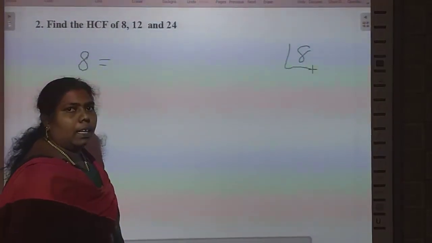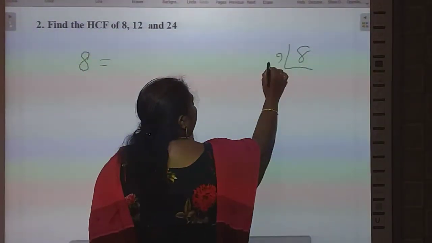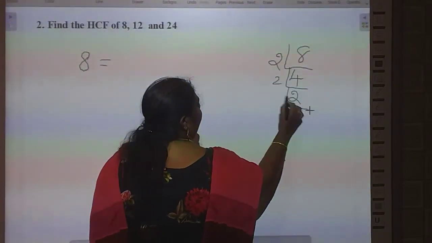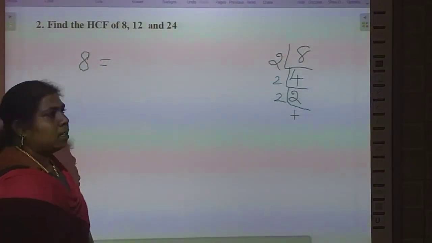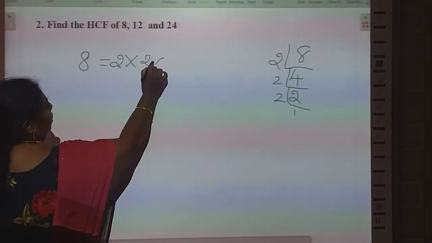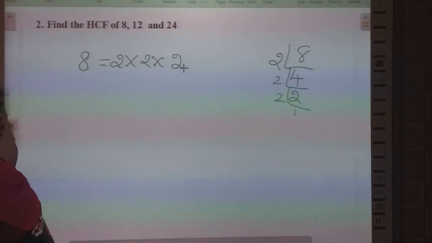Table we can use, second table, right? Yes. 2, 4 times. Again 2, 2 times. Again 2, 1 time, right? So the prime factors are 2 into 2 into 2, right?